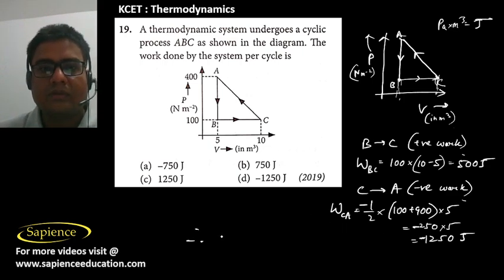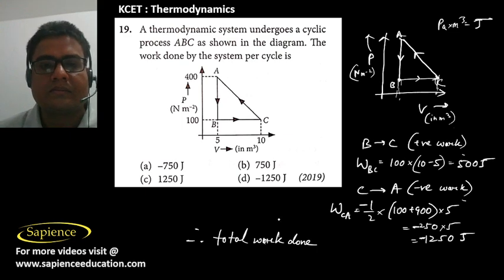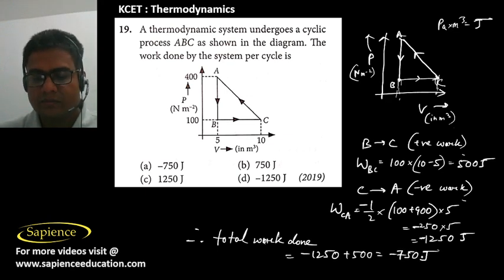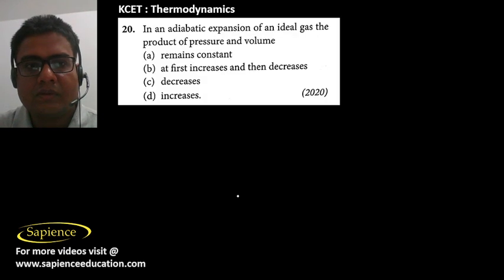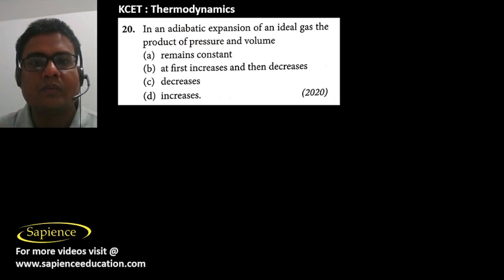Now therefore the total work done by the system per cycle will be equal to minus 1250 plus 500. So this will be minus 750 joule. So option A is the correct answer. So then we shall solve the last question of our class on thermodynamics.